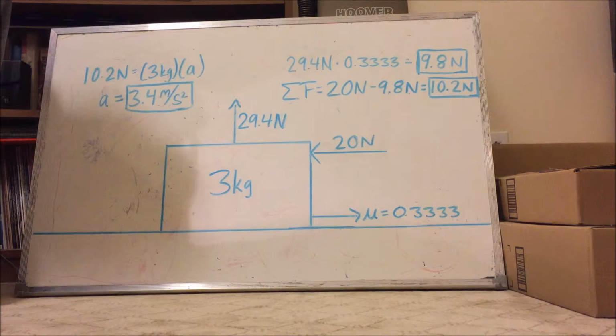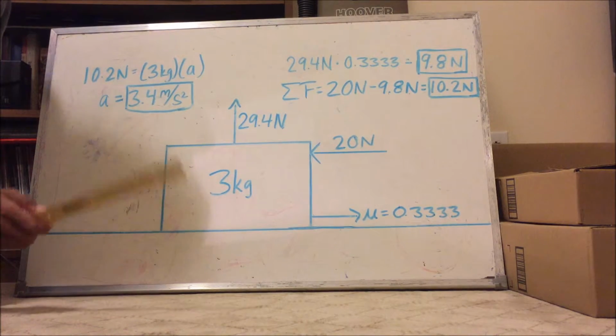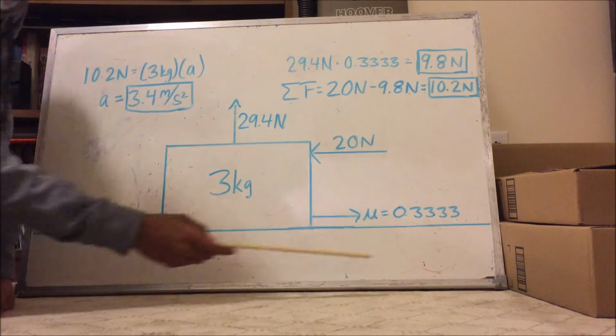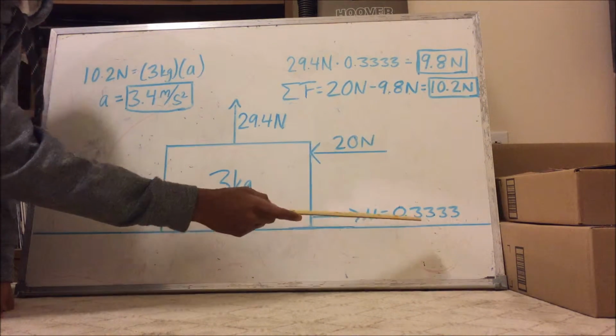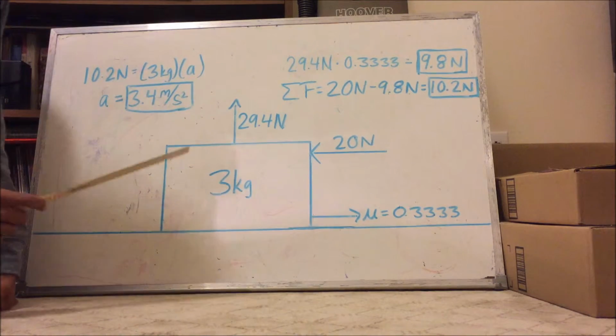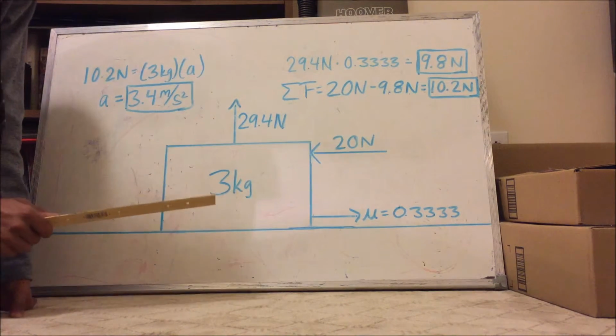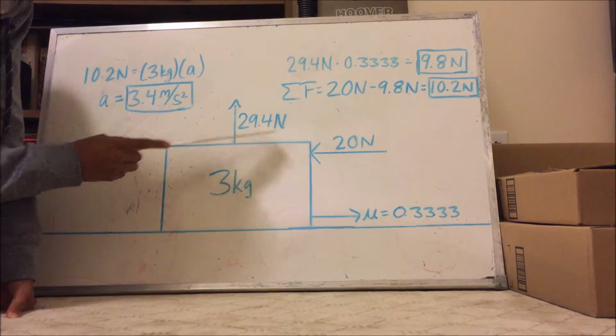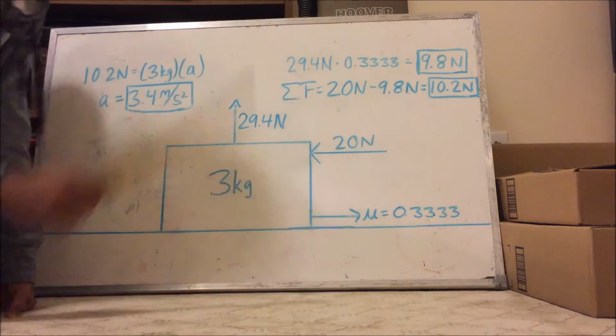So here we're given a situation where books weighing 3 kilograms are being pushed by a force of 20 newtons, and the coefficient of friction is 0.3333. And so the first step is to find the force of friction, and to do so you multiply the coefficient of friction by the normal force, and you get 9.8 newtons.